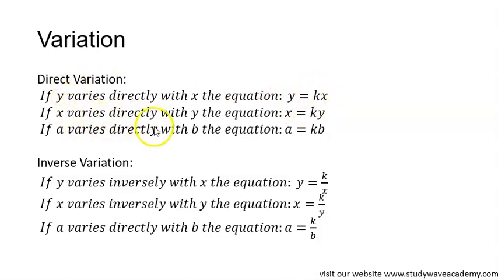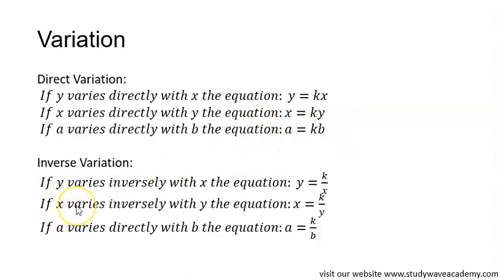If x varies directly with y, the equation will be x equals ky. The k doesn't change, it's the constant, okay? If a varies directly with b, the equation is a equals kb. Any letter, okay? Any letter you use, any variable you use, okay?